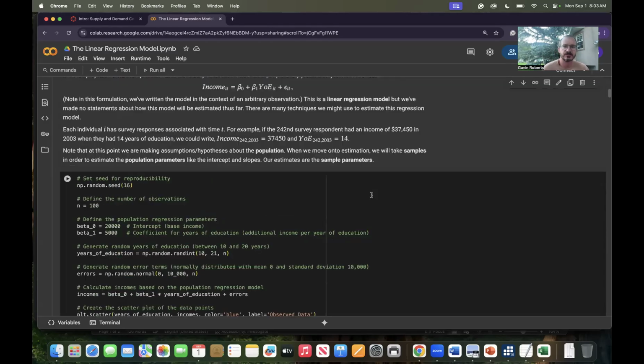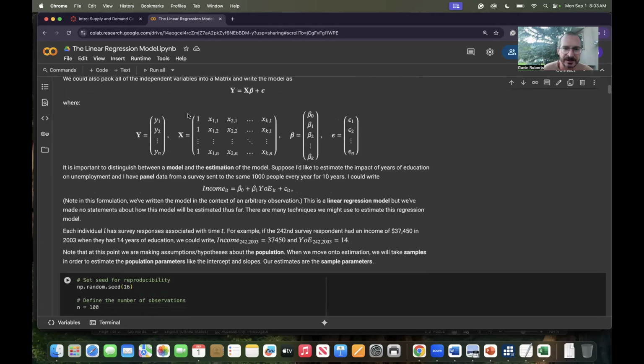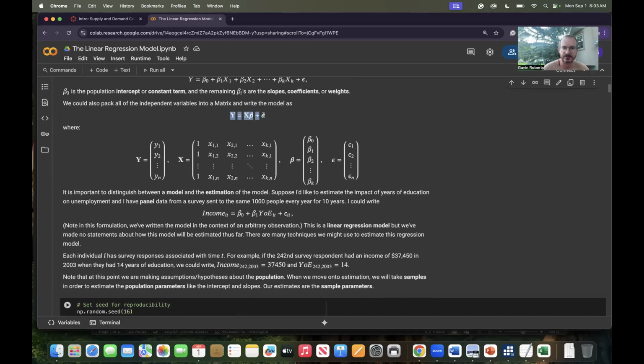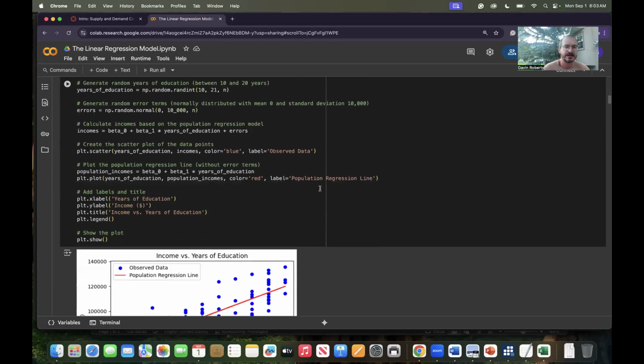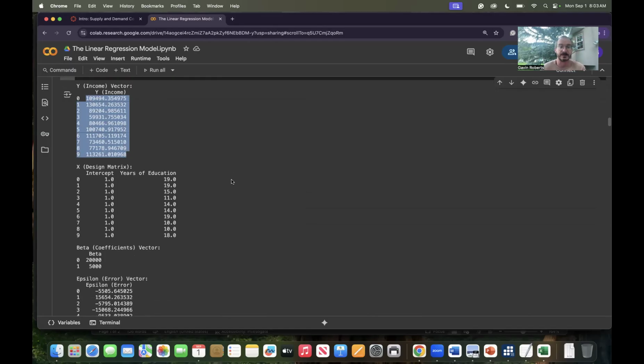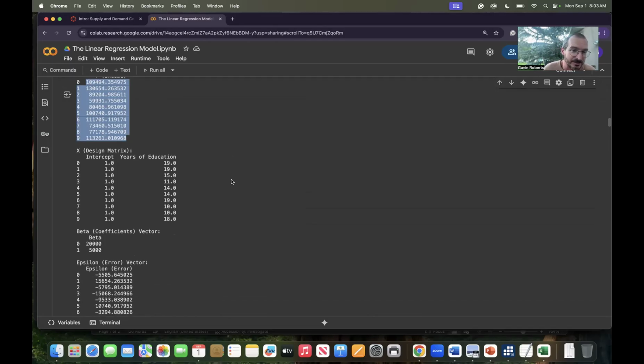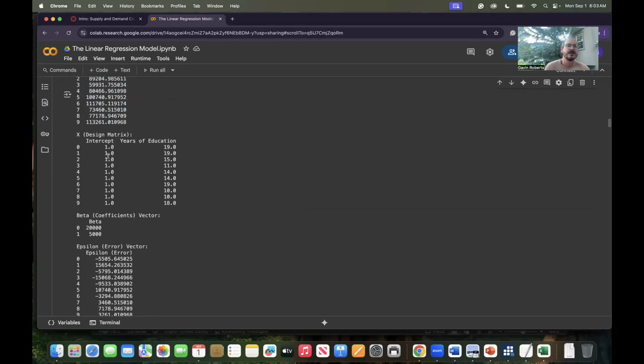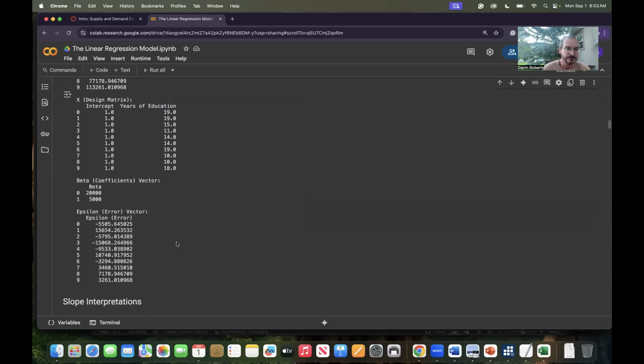Now the reason I'm doing this is I want to give you an idea of what these might look like, because we showed this is the matrix form. These are all matrices. And now we can look at, okay, so here's our income vector. We could say that's just a vector because it's just a column of numbers, and those look like reasonable incomes other than the crazy decimal points. Here's our intercept because we have that column of ones just like we did above. Here's our years of education.